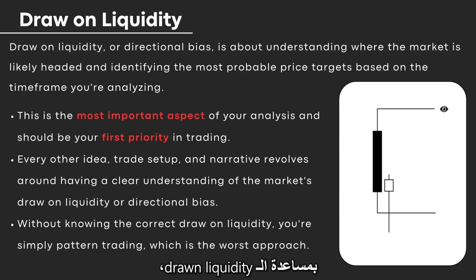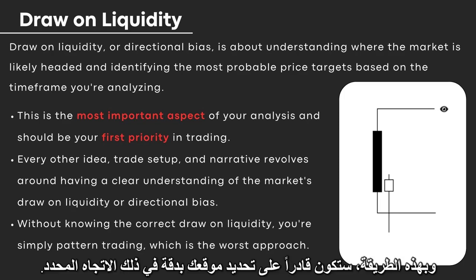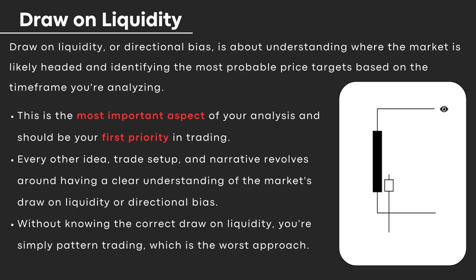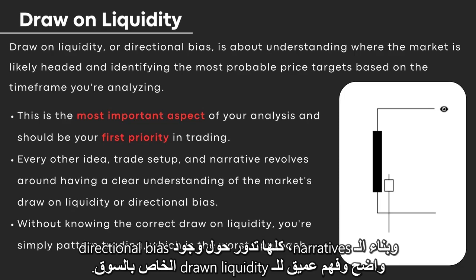With the help of drawn liquidity, you're going to have an idea about where the market is headed, and that way you'd be able to accurately position yourself in that particular direction. All the other ideas surrounding analysis, like trade setups, entry models, and building narratives, revolve around having a clear directional bias and a sharp understanding of the market's drawn liquidity, right?